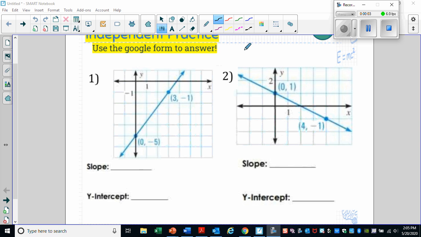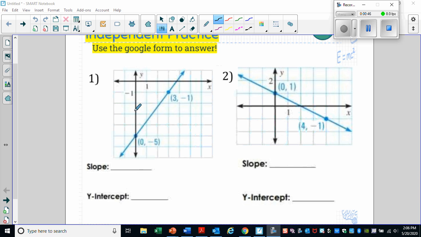Hi, good afternoon. Here is help on how to determine the slope and the y-intercept for problems that are featured on the coordinate plane. Now, for the first problem, we have 2 points, (0, -5) and (3, -1). And we always go from left to right, because sort of like how we read in the English language, we read from left to right. So our first point, (0, -5), is where we start counting.